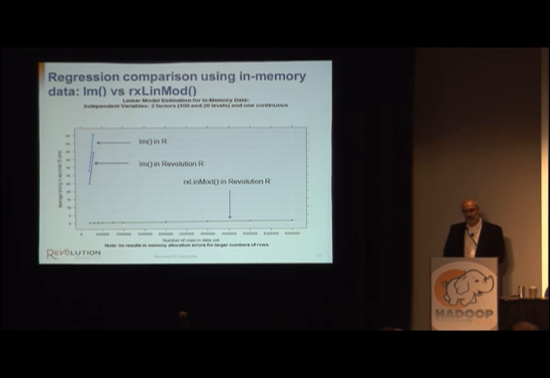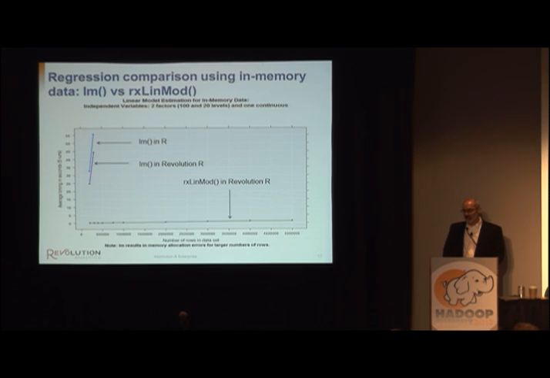That's somewhat faster running with the Intel MKL libraries, but that doesn't solve the problem of memory limitations. To really break beyond that memory barrier, we have the RxLinMod function, which is our linear modeling function that is part of the RevoScaleR package. That's the line at the bottom of the graph there, which you can barely see having any slope at all, but it does have a slope.